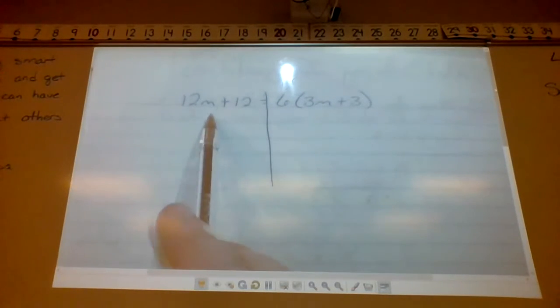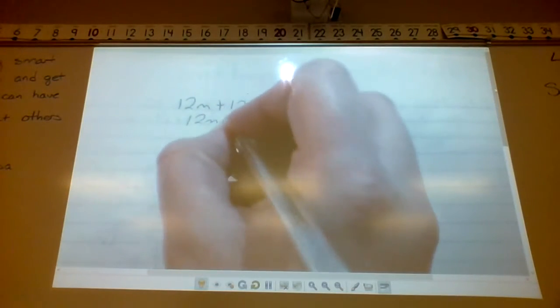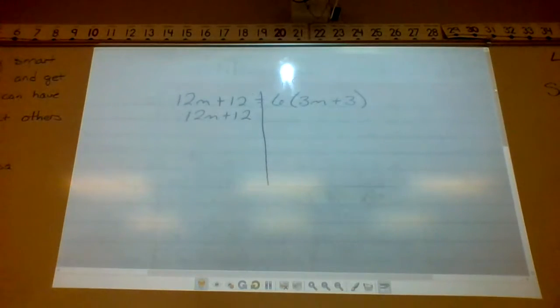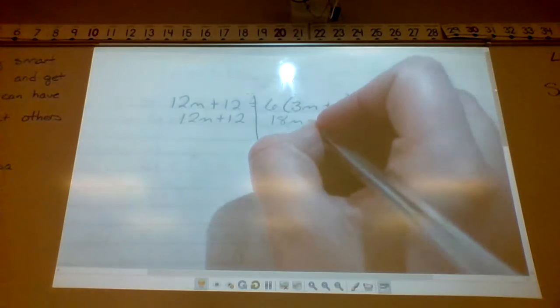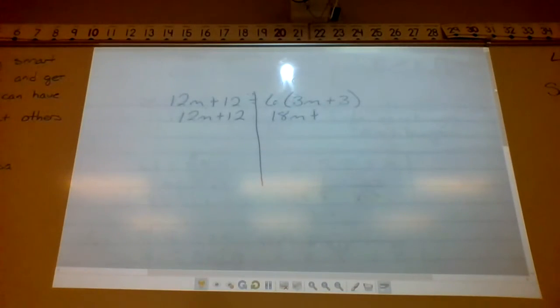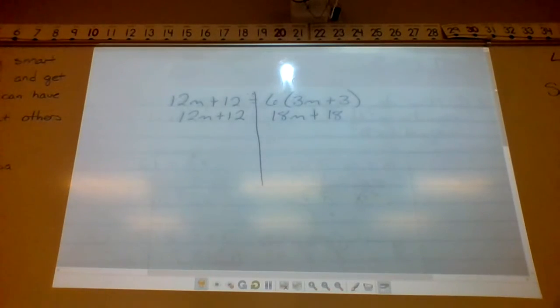Is there anything to distribute on the left-hand side? No. Keep it the same. Is there anything to distribute on the right-hand side? Yes. What? So what is 6 times 3m? Plus, what's 6 times 3? Now what?